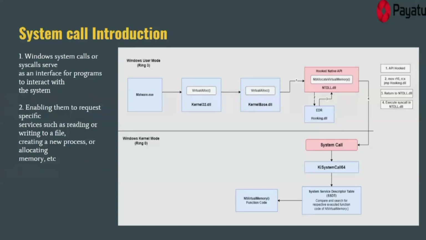So as I already mentioned before, let's go over it again. Let's say malware is running in user mode, that is ring 3. It calls a Win API called VirtualAllocEx, goes through kernel32.dll, then kernelbase.dll, then to NTDLL, and it gets converted to NtAllocateVirtualMemory. Then if EDR is present, EDR would hook that NTDLL, and the control will jump into the hooking DLL, and again all those stuff.